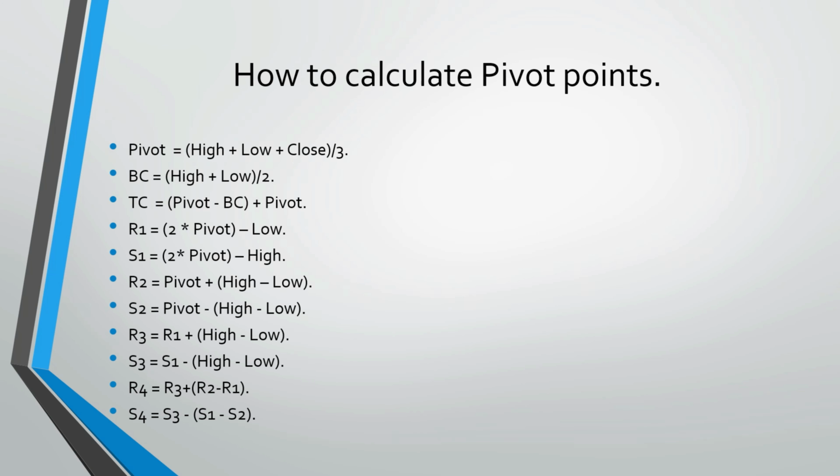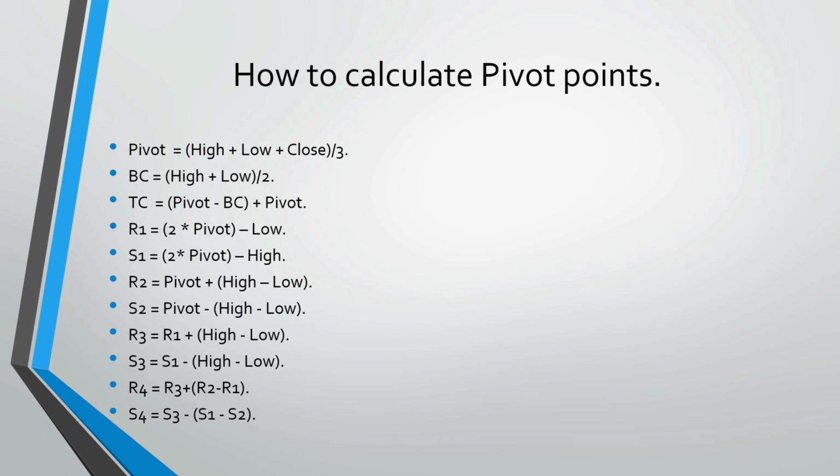Now let us see the formula for calculating the pivot points. The formula is calculated with the help of the previous day's high, low and close. The pivot line is calculated with high plus low plus close divided by 3. Bottom central pivot is calculated with high plus low divided by 2. Top central pivot is calculated with pivot minus BC plus pivot. In the same way, for the resistance lines and support lines like R1, R2, R3 and S1, S2, S3, these formulas are used as I mentioned in this video.